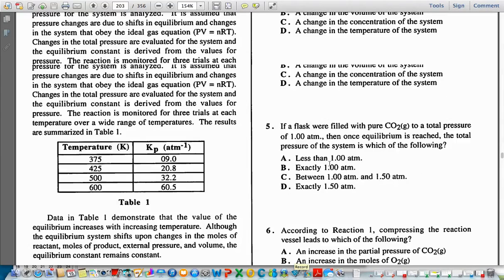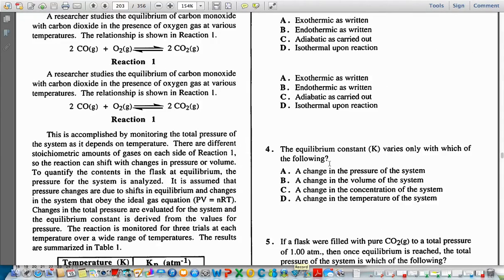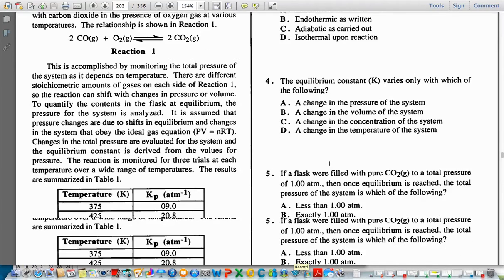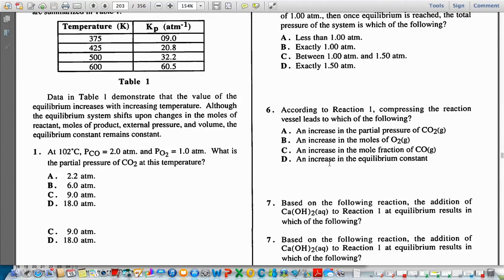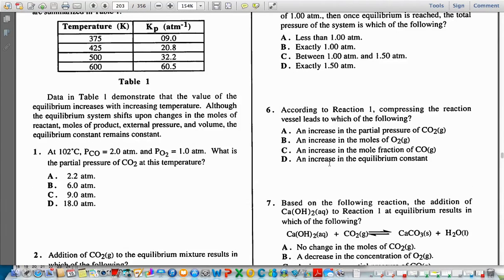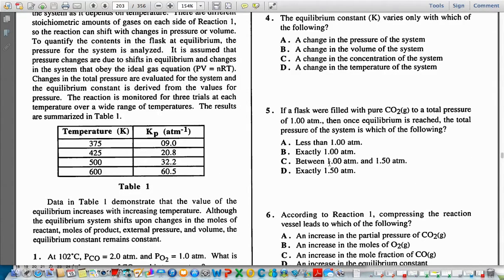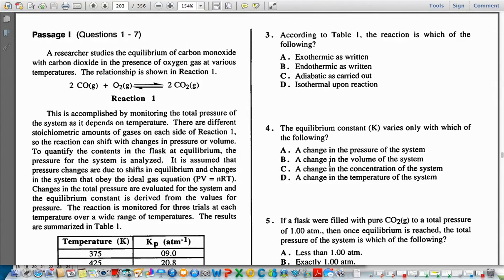Alright, so we are in the equilibrium section of the Berkeley Review, and we're looking at passage 1. In passage 1 we are given the following information. We're at 102 Celsius. They give us the partial pressure of carbon monoxide and the partial pressure of O2, and we need to find the partial pressure of CO2. So the relevant reaction is given in reaction 1.